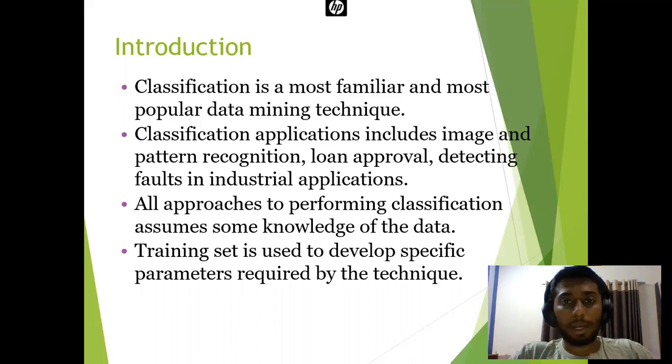our college, like parking systems, or many such things like recognizing a car in traffic, or recognizing some human patterns for traffic analysis. All approaches to performing a classification assume some knowledge of the data. A training set is used to develop specific parameters required by the technique.